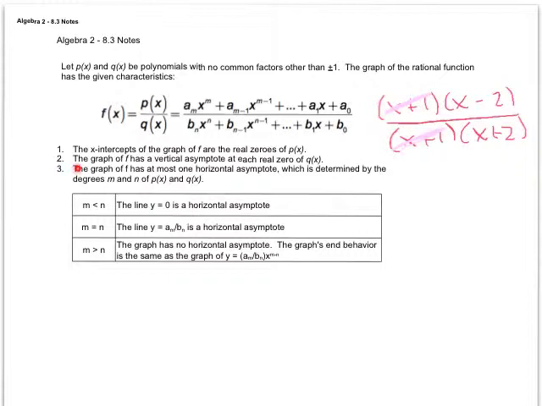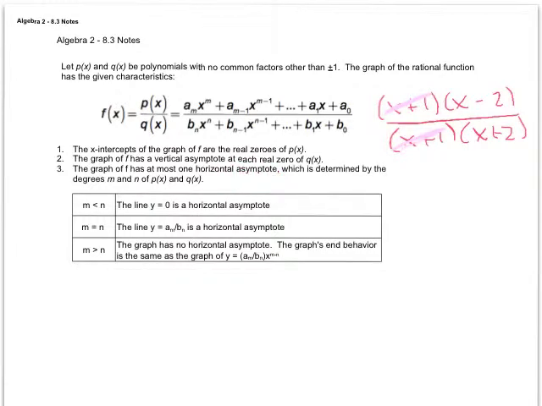And the graph of f has at most one horizontal asymptote, which is determined by the degrees of m and n of p and q. So in other words, we look at this degree right here, and we look at this degree right here, and we will know what kind of horizontal asymptote we're going to have. The complexity now ratchets up a notch, so we just have to pay attention to what's going on. Some general rules on your horizontal asymptote.